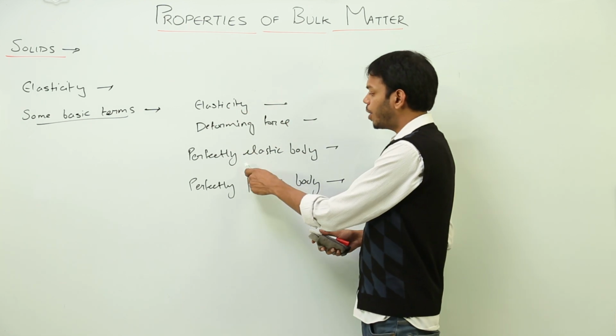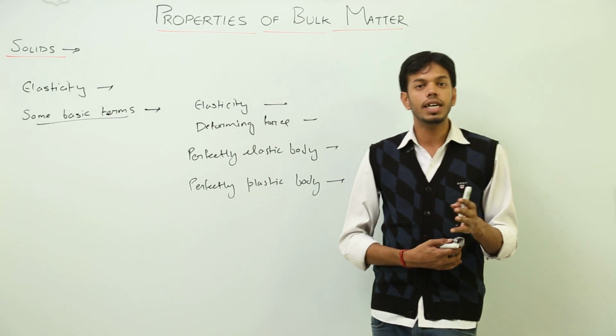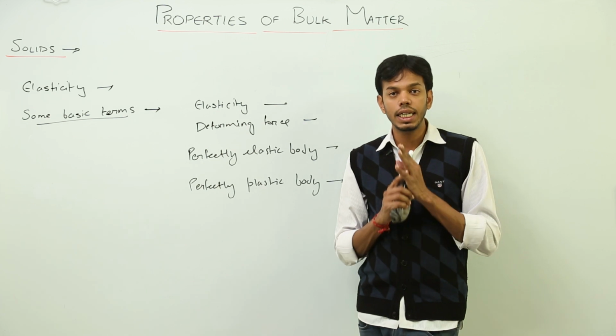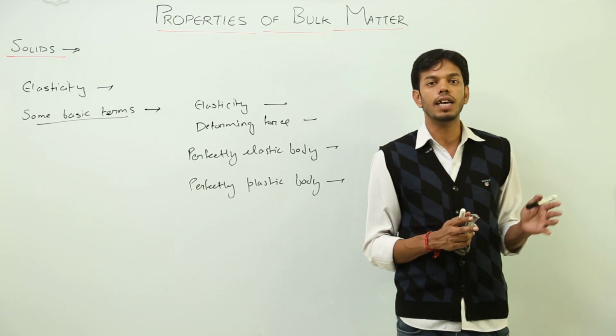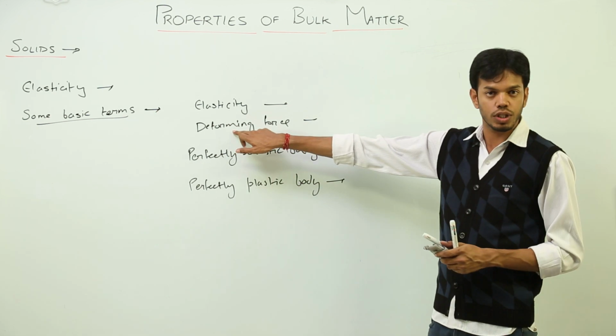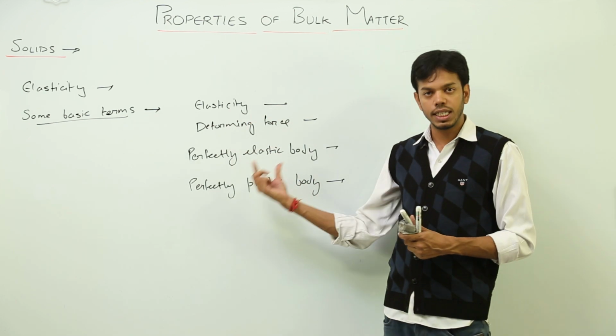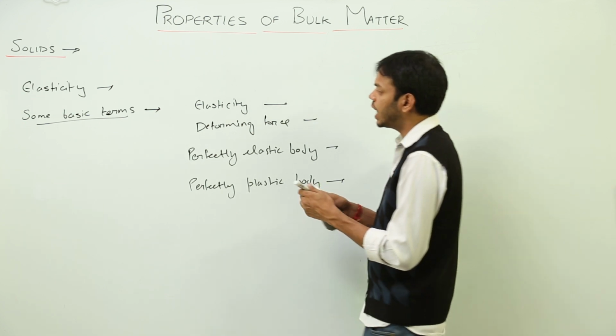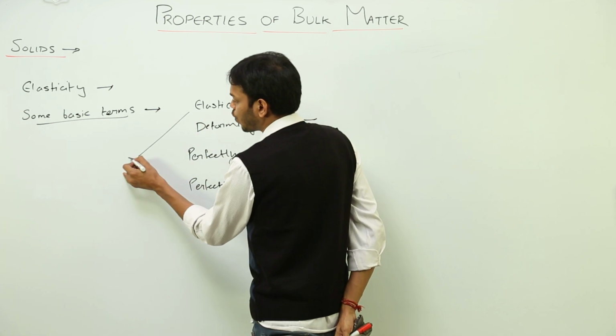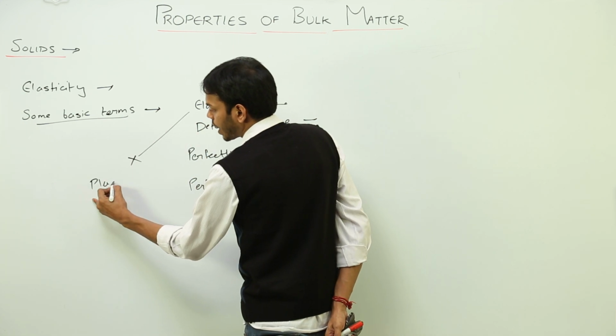Now we are talking about perfectly elastic bodies. These are those bodies which completely regain their original shape and size after the removal of deforming force, right? And perfectly plastic means perfectly plastic. Plasticity is another term associated with elasticity. It's the vice versa, which is called plasticity.